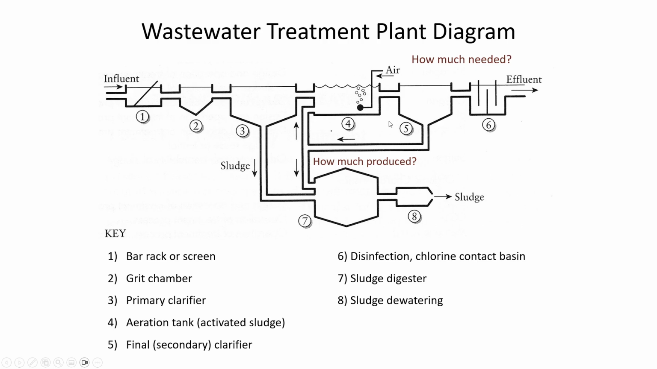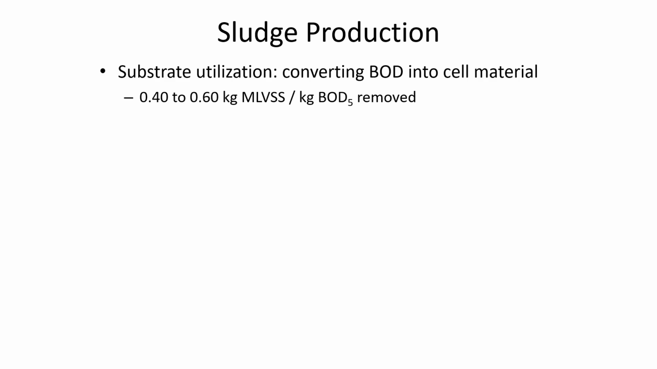So we've talked about recirculating sludge. We've talked about the performance of the aeration basin. We've seen the design equations for that. Another piece of the puzzle is how much air is required and how much sludge is being produced. So there are formulas that address both of those things: how much air needs to be provided and how much sludge is produced.